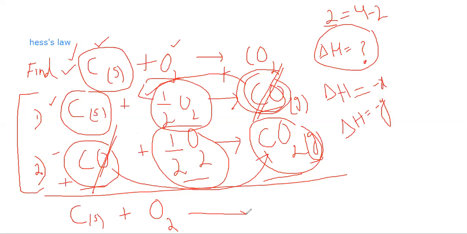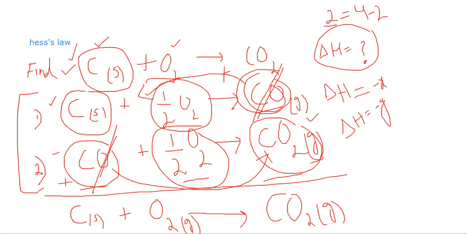Now, after the arrow of the equation, in the product, carbon dioxide is left, not carbon monoxide. Carbon dioxide is left as a gas. Carbon dioxide gas. This is also a gas. Okay.